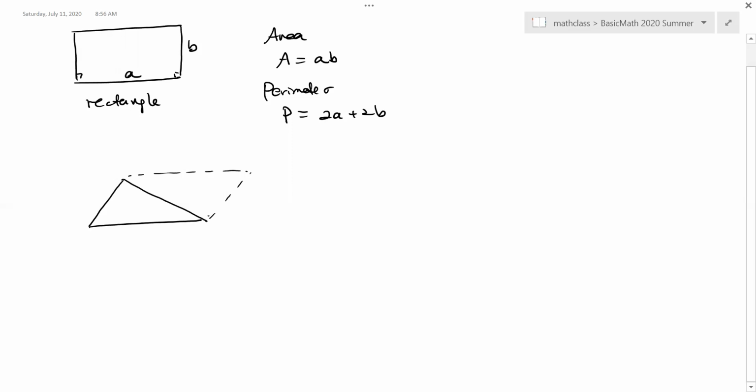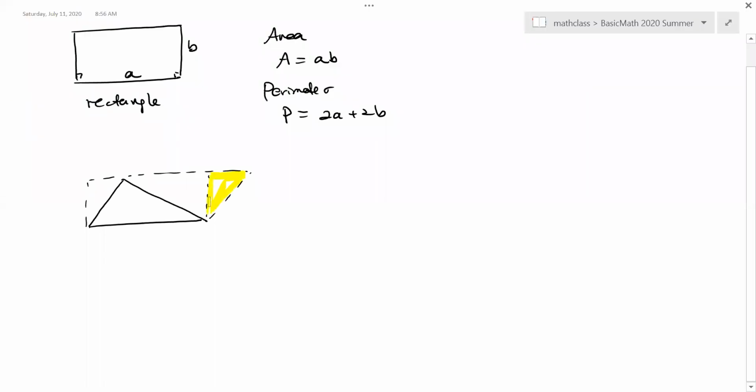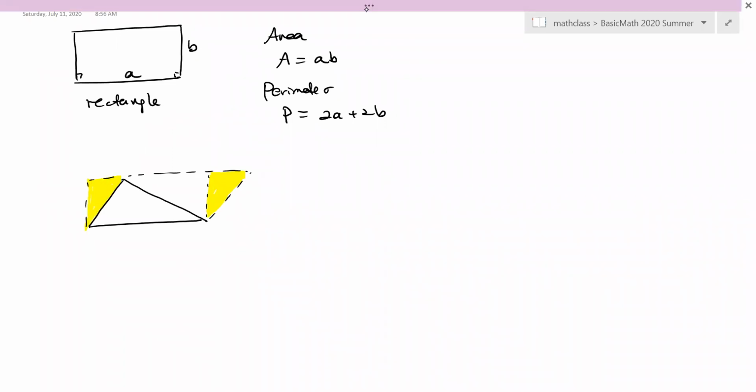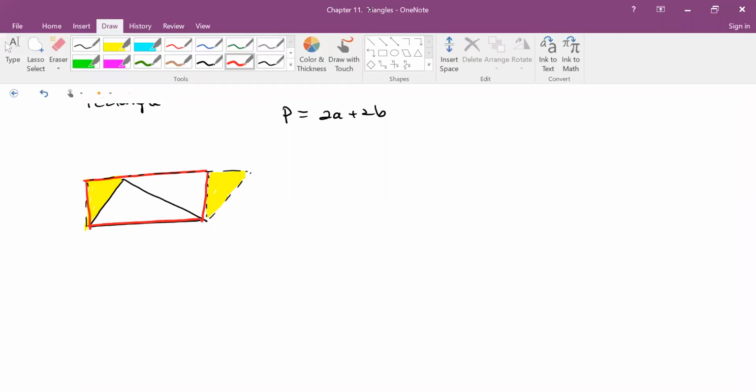You get a parallelogram. Then I cut this part and move it to here. This portion is moved to here. So now what do you get? You get a rectangle, right? So you know the area is not changing.